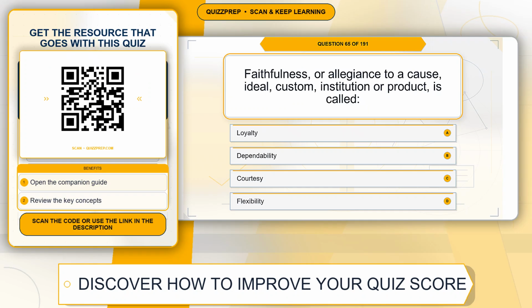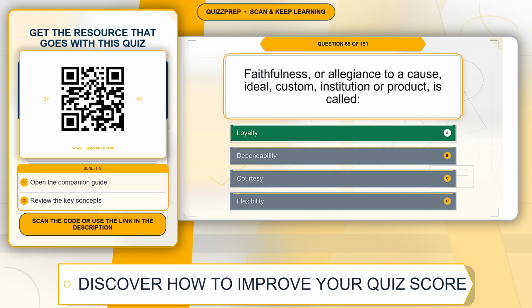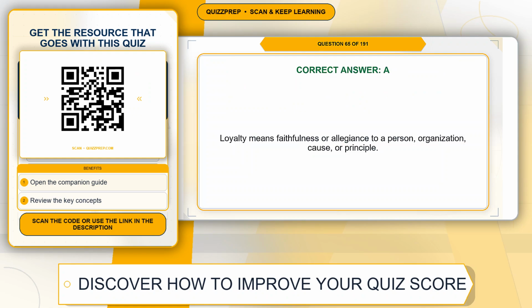Question 65. Faithfulness, or allegiance to a cause, ideal, custom, institution or product, is called: Option A, loyalty. Option B, dependability. Option C, courtesy. Option D, flexibility. The correct answer is option A, loyalty. Explanation. Loyalty means faithfulness or allegiance to a person, organization, cause, or principle.